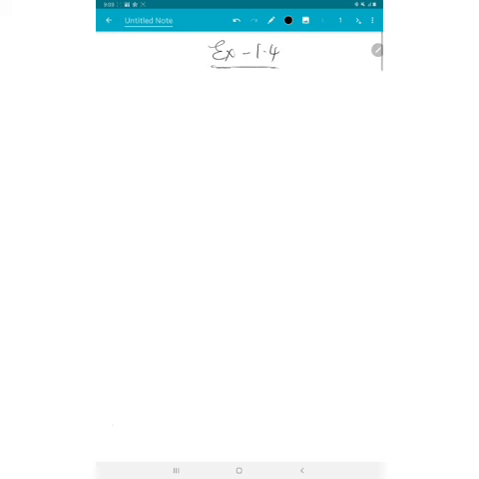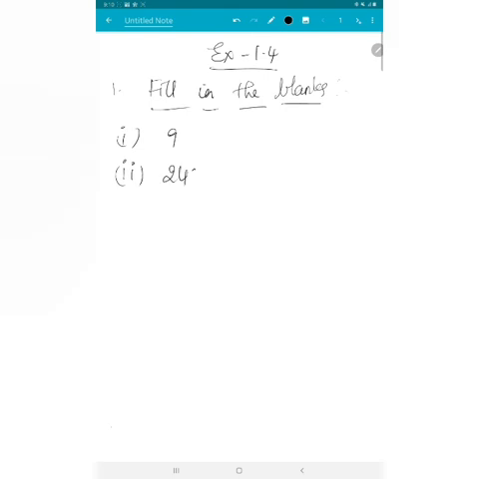Exercise 1.4. First one is fill in the blanks. I will just write the answers alone. You just copy it in the classwork. The ones digit in the square of 77 is 9. The second one: the number of non-square numbers between 242 and 252 is dash. How many non-square numbers? So there are 48 non-square numbers.